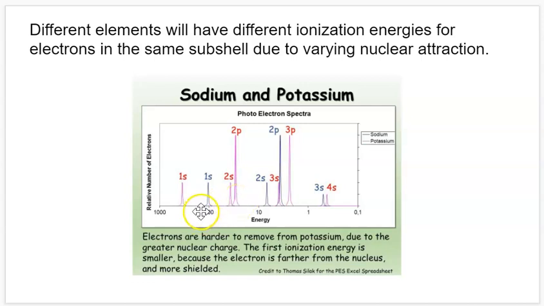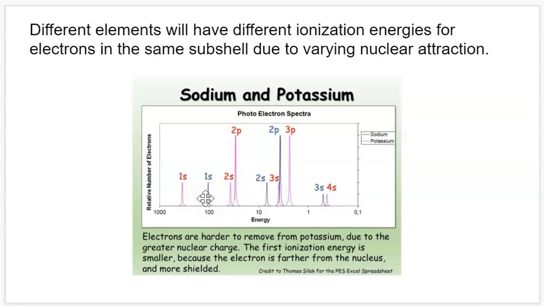So let's look at the sodium spectrum first. So we have 1s2, 2s2, 2p6, and then 3s1, since we have 1 valence electron in our last shell. And then if you look at the potassium spectrum, you can see that it's shifted to the left on the x-axis. The 1s peak is at a higher energy than the 1s peak for sodium.